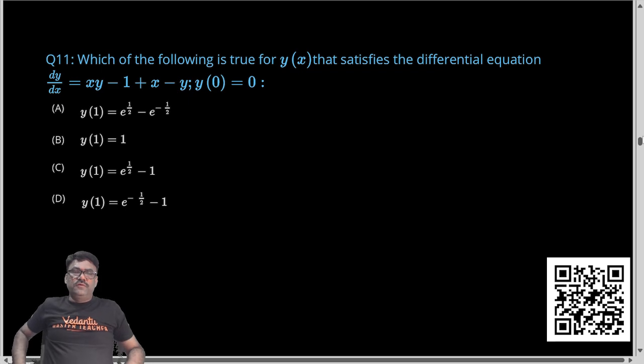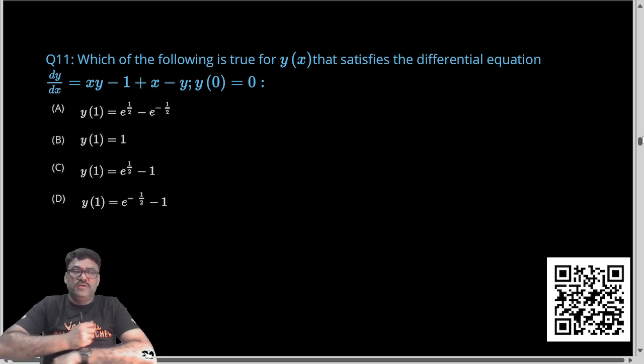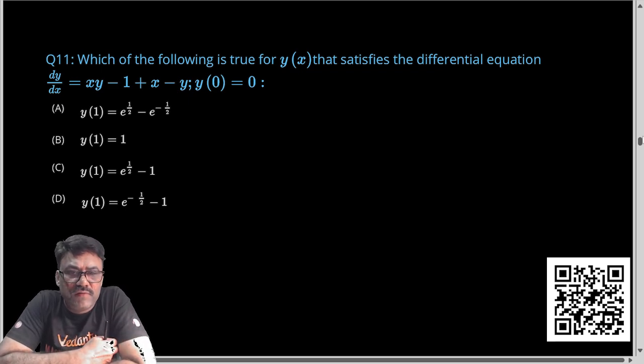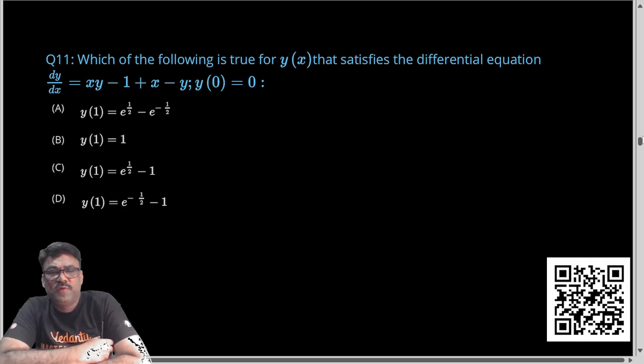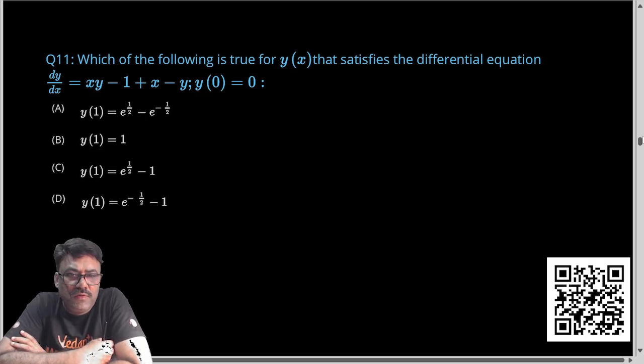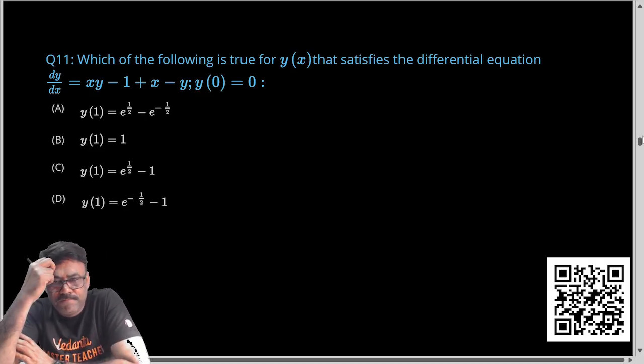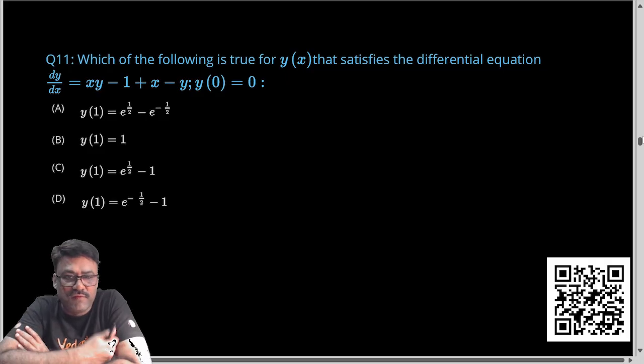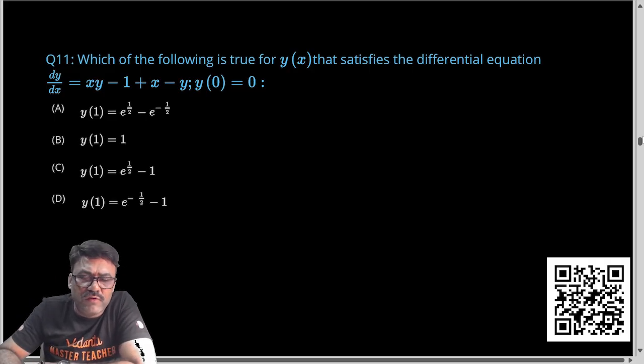Next question is based on differential equation. dy by dx is equal to xy minus 1 plus x minus y, y of 0 is 0. Which of the following is true for y of x? Basically, you have to check y of 1. What will be y of 1 here? y of 1 means the value of y at x is equal to 1. So let's solve this differential equation.